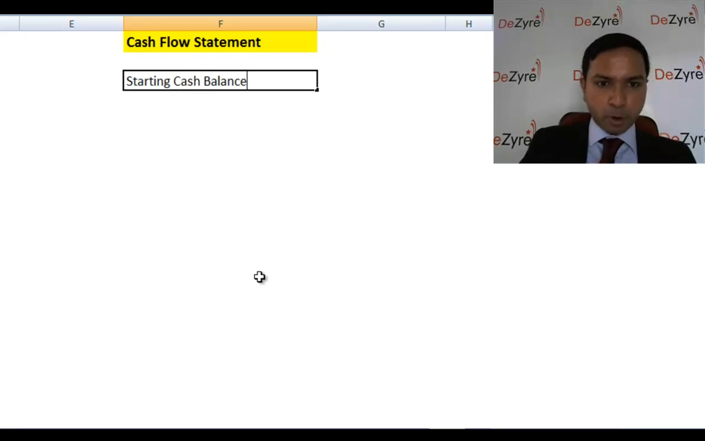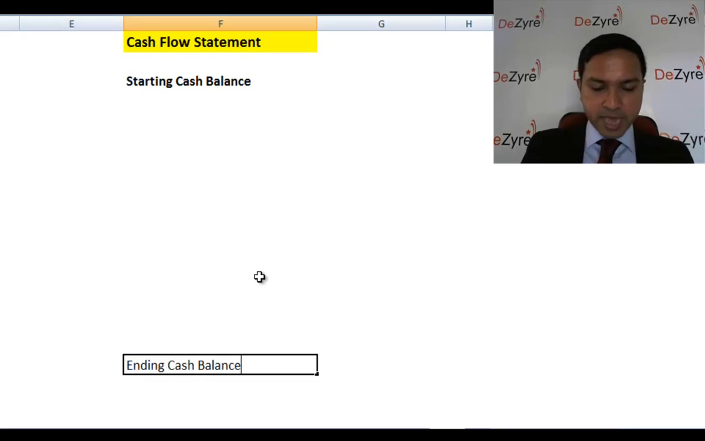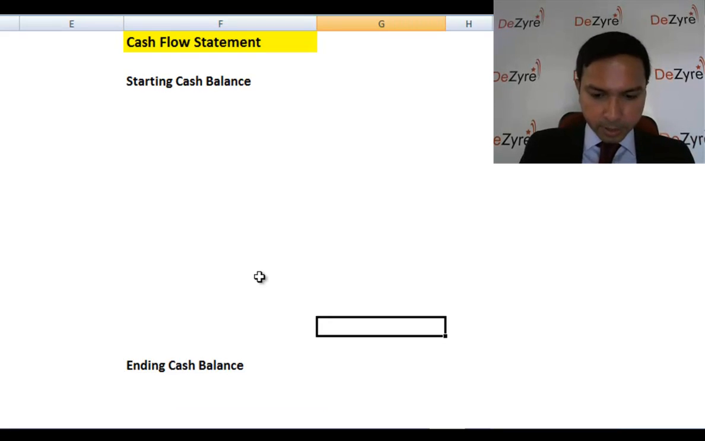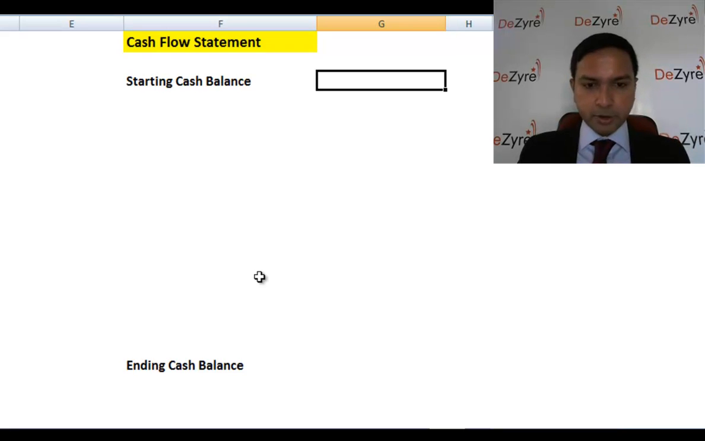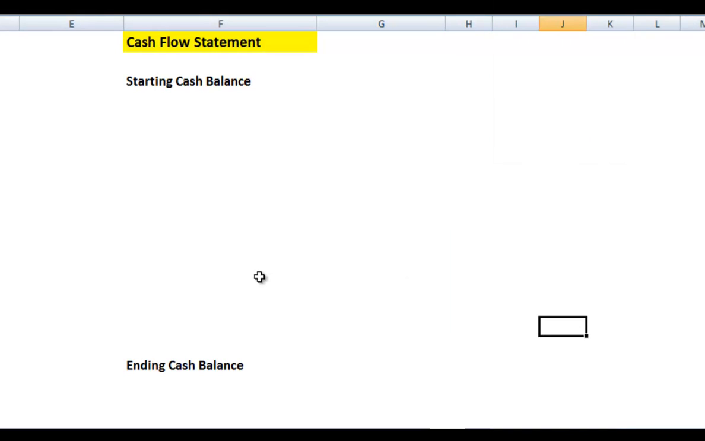All right, so I said a cash flow statement basically tells you what happened to my money, which basically means, let's say at one point of time your starting cash balance was whatever. There was a starting cash balance, and then there was the ending cash balance. You started with this amount of money, you ended with this amount of money. In between all this, let me write that down, right?